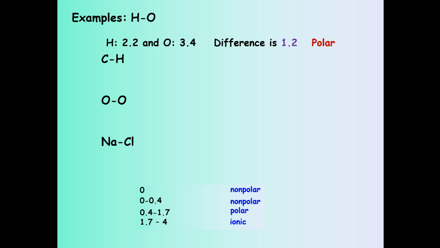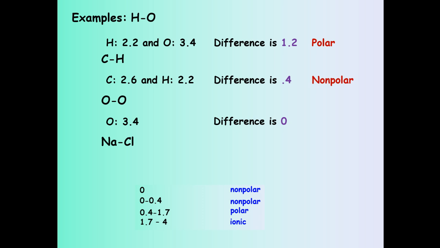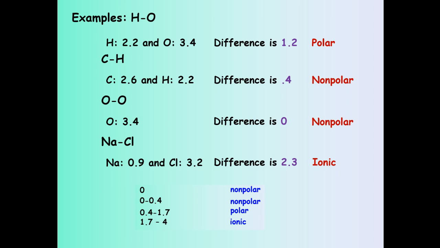Okay, now that you're back, for carbon and hydrogen, we see that carbon has an electronegativity of 2.6 and hydrogen is 2.2. That results in a difference of 0.4, making the bond between carbon and hydrogen nonpolar. For oxygen, because you have two oxygen atoms, they both are 3.4, so the difference is 0, and that's nonpolar. And then sodium's is 0.9 and chlorine is 3.2, and the difference is 2.3, and that is an ionic bond formed between sodium and chlorine.